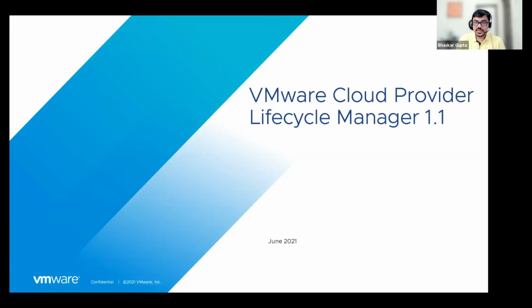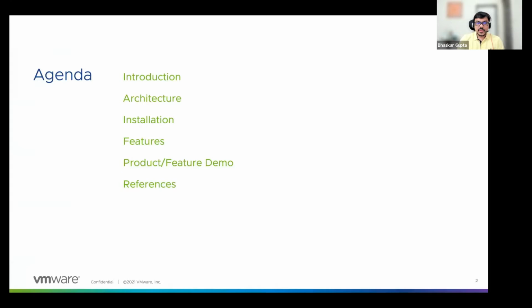Okay, so let's dive into some slides then. I think you had some slides that were positioning the solution and going into a little bit more detail. Do you want to share your deck? Yeah, sure. Just give me a moment. So, we'll be discussing VMware Cloud Provider Lifecycle Manager 1.1 version. These are the agenda. We'll quickly go through introduction and a high-level architecture, installation, some of its features. Then we'll go to the product and feature demo, and at the end the references as well, where you can get more details and learn more about it.